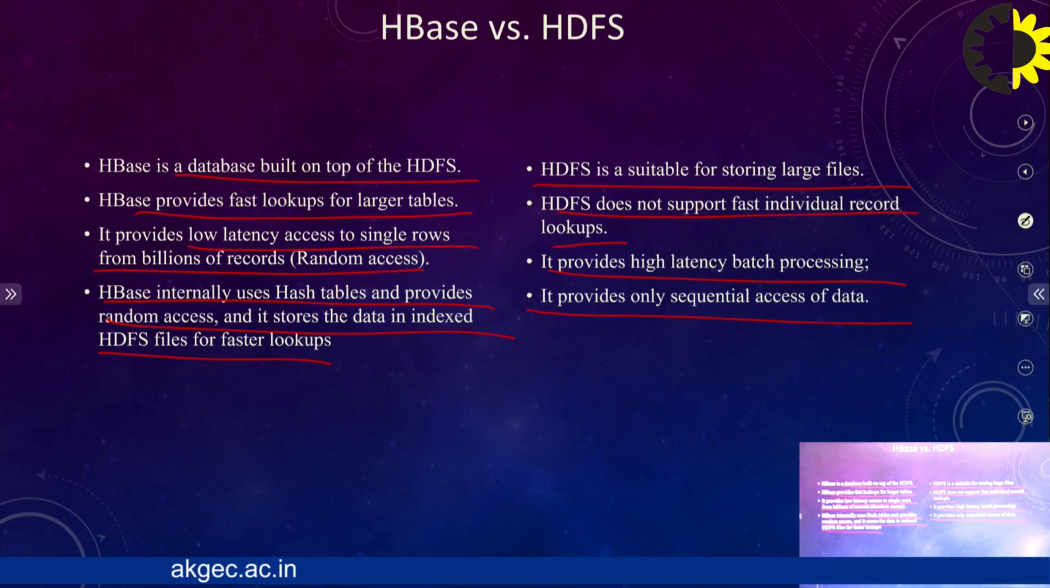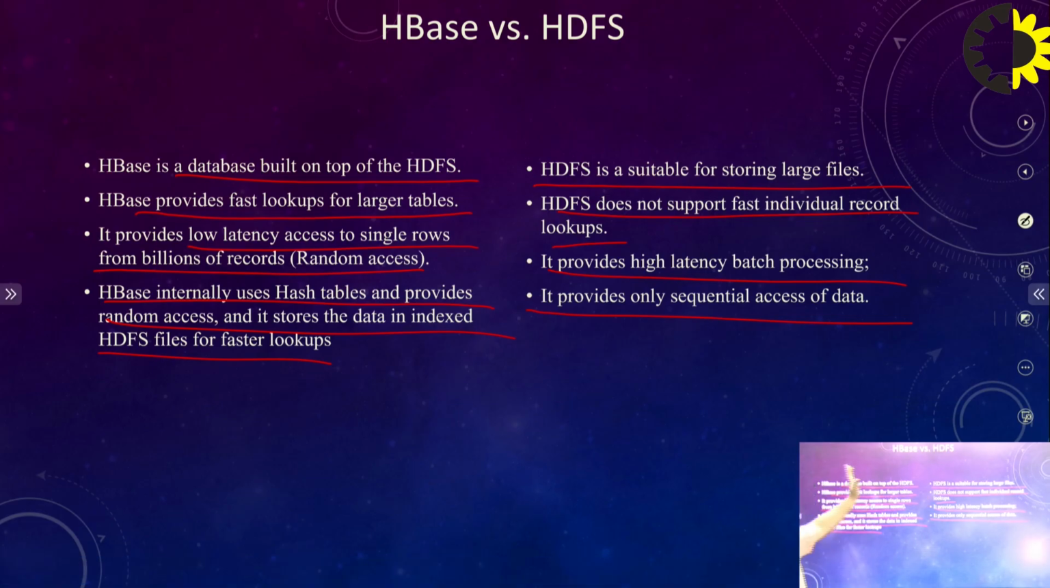Okay, these are the main differences. HBase is a database. HDFS is suitable for large files. HBase provides lookup of large tables. HDFS does not support individual record lookup. HBase internally uses hash tables, while HDFS uses sequential access.